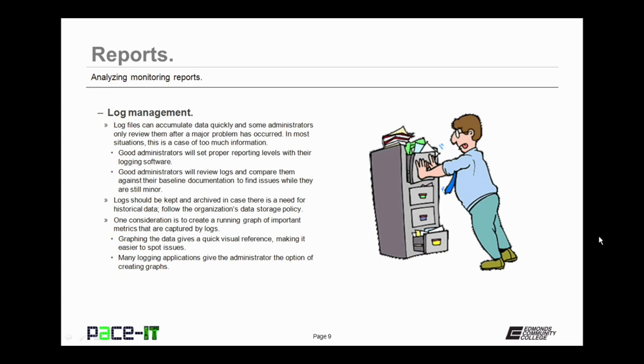Good administrators will set the proper reporting levels with their logging software. They won't be logging all that debug information, that level 7 information, unless, of course, they're actively debugging a system or application. Good administrators will review log files and compare them against their baseline documentation. They do this to find issues while the issues are still minor and before they become major.